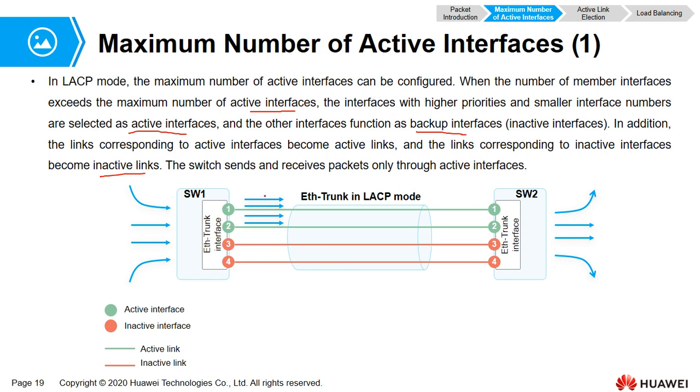You can see in this topology we have two active interfaces. Interface number 1 and interface number 2 are active links. The data is forwarded through link number 1 and link number 2, and the other links, link 3 and link 4, are inactive interfaces.